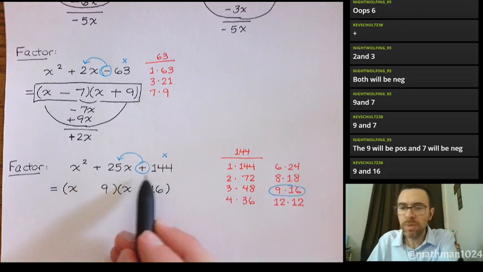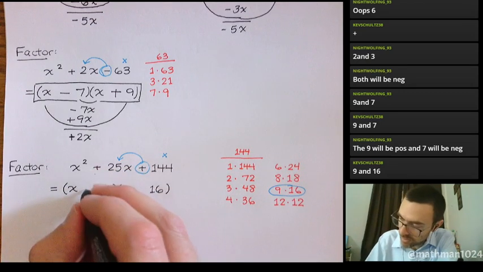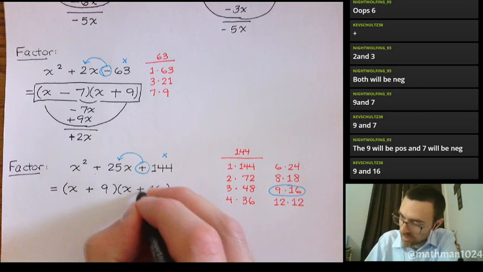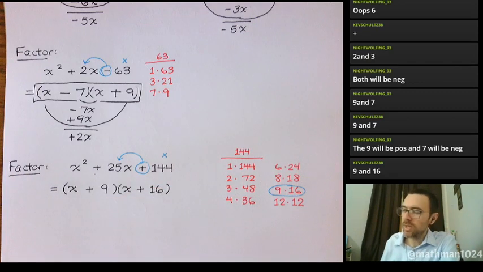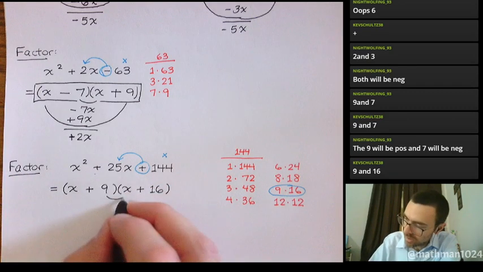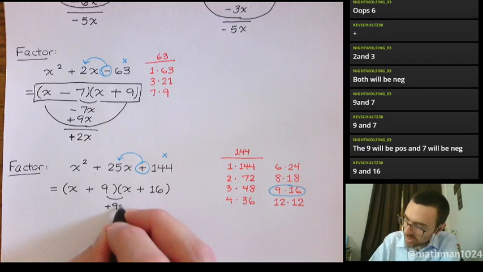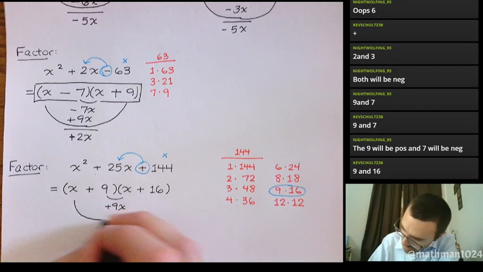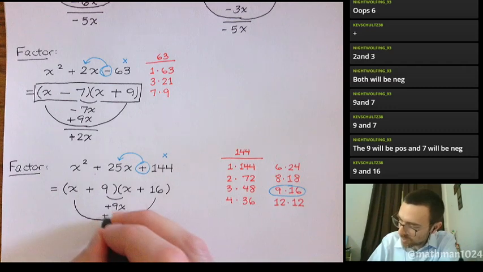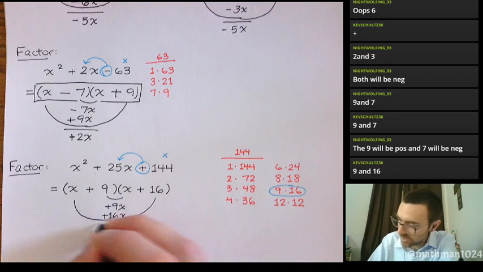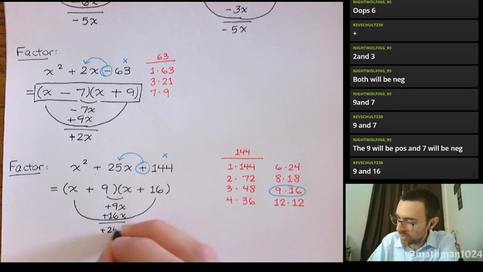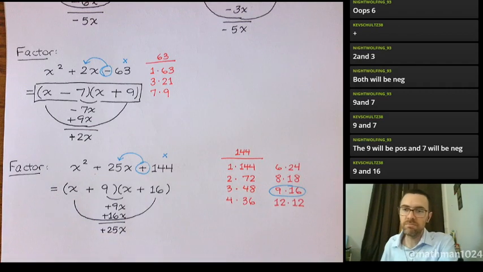Note, everything here is positive, which means these guys are both going to be positive. It doesn't take too long to check. On the inside here, you get a plus 9x. And on the outside is a positive 16x. And altogether is a positive 25x.